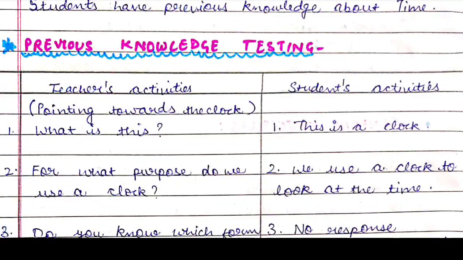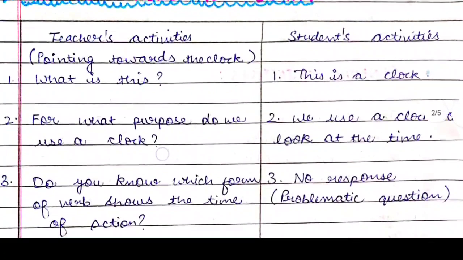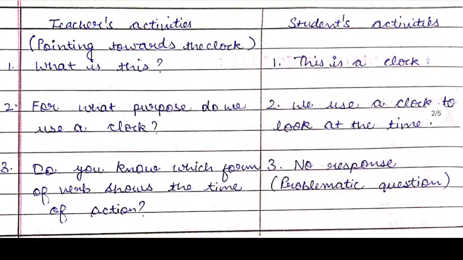So previous knowledge testing. Here in our lesson plan we make two columns. First is teacher's activities, the next one is students' activities. In teacher's activities, the teacher puts up some questions to the students, and the students' responses are written over here. These are the expected responses.